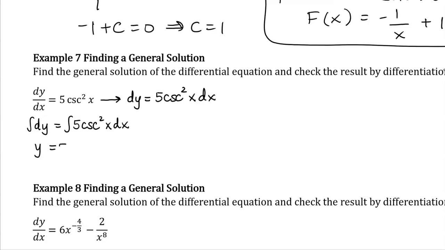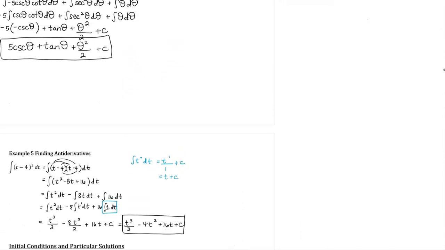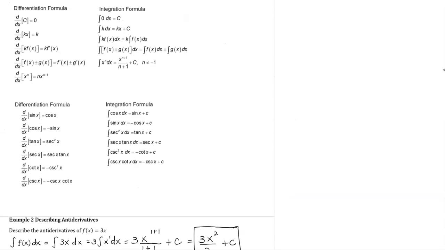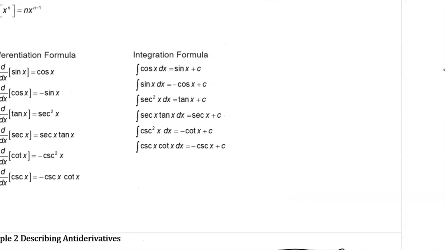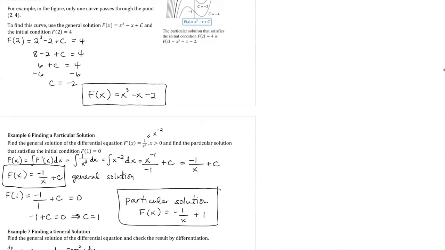And I'll have that constant 5. We'll still need to integrate this cosecant squared dx. If you are very well versed with your trig differentiation rules, you may know what that antiderivative is. If not, look back up here. The antiderivative of cosecant squared is negative cotangent plus c.